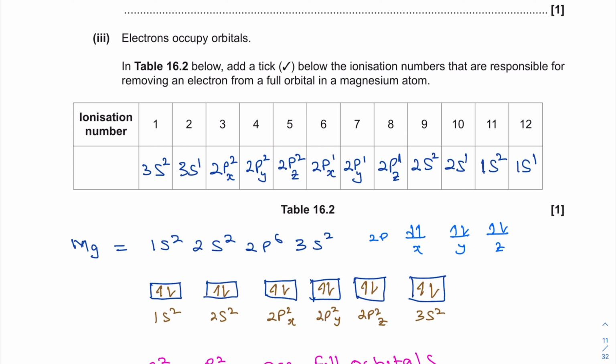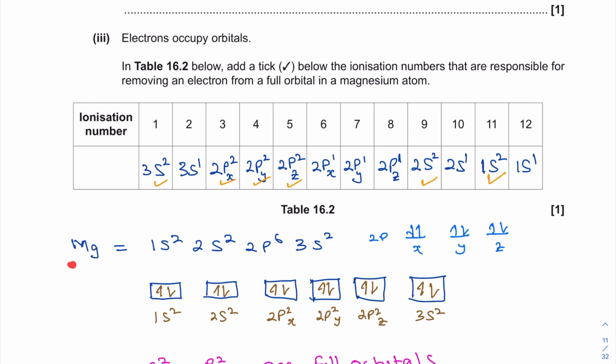So that's how I got those. Now to know which one has a full orbital is the one with this s squared and p squared. So that's a full orbital. And the next one will be this one. That's a full orbital, because we're responding to the question here that says full orbital. The maximum electron in an orbital is 2. That's an orbital, that's an orbital. So you can see this one is also a full orbital because it's got 2 in there. So the question is saying responsible for removing an electron from a full orbital in a magnesium.